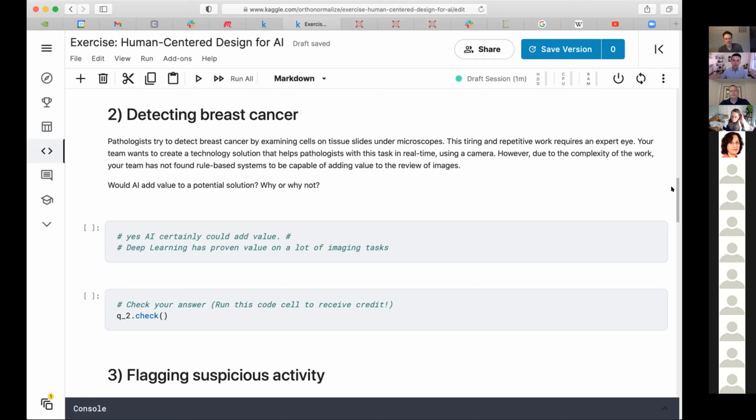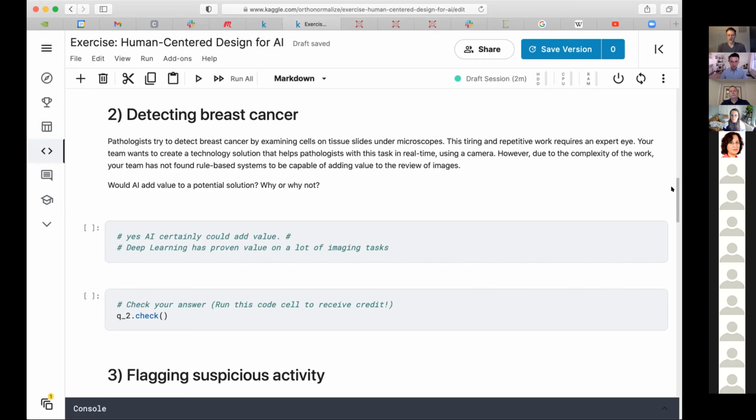So the second question, detecting breast cancer. Now we're going to be asking if AI will add value to a potential solution. And this is definitely a canonical use case for AI, right? The 4 points that they made in the last section were, first, is this a solution that will provide real value to people? Absolutely, if it saves lives and detects disease earlier.